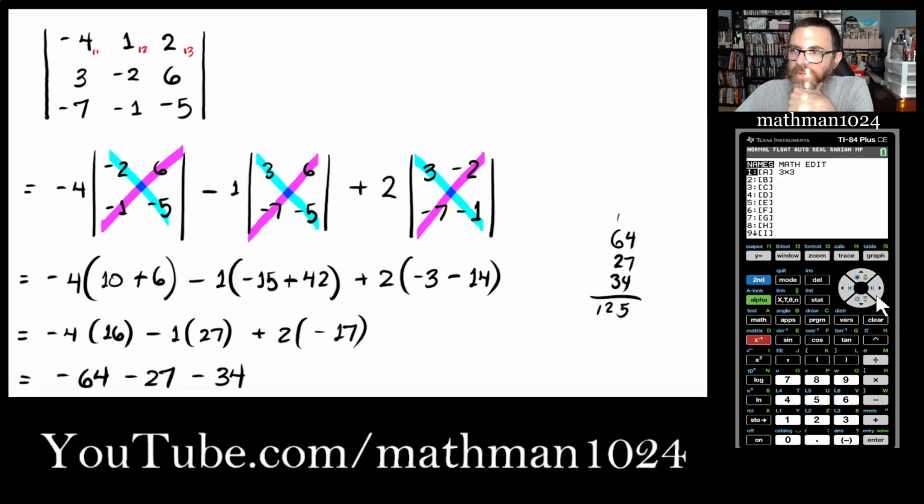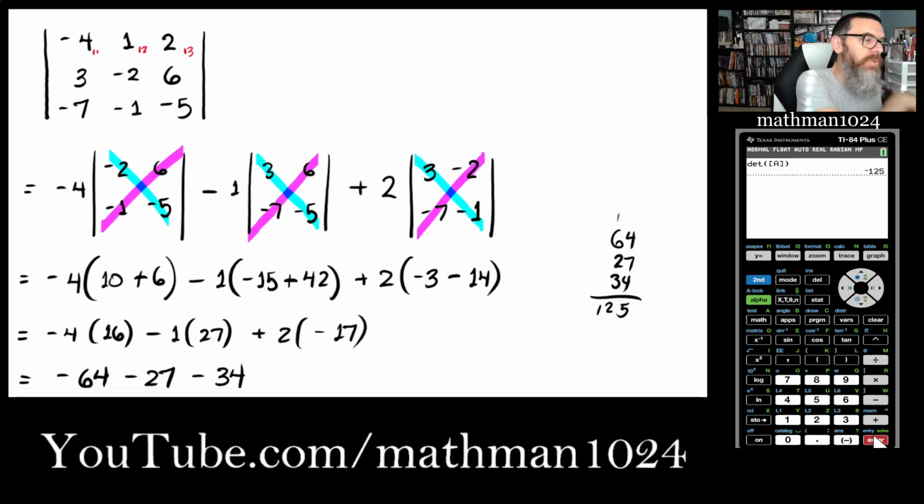So let's quit. Go back to the matrix menu. First thing we want to do is the determinant. And go back here and grab matrix A and calculate negative 125. Boom. Now, there is another way to do this. They don't talk about it in the textbook, but it's something that I remembered from a long, long time ago. So here's what we're going to do.